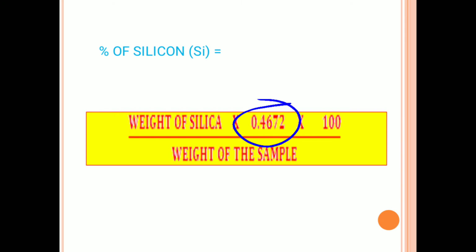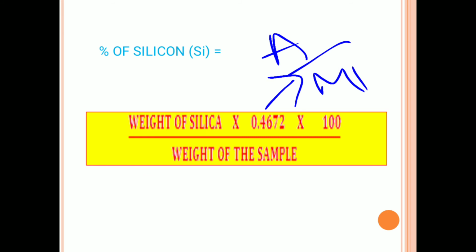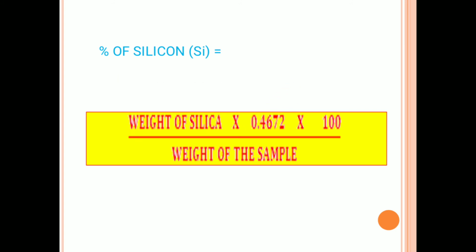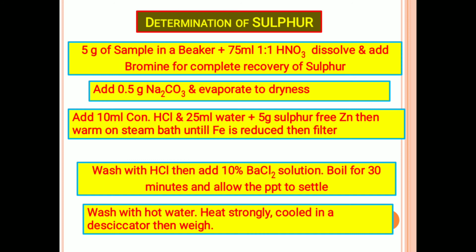So weight of Si by weight of SiO2, that is atomic weight of Si. So I am talking about this factor. So atomic weight of Si and molecular weight of SiO2 will give the information about the factor. Is it clear? Right. So that will give the percentage of silicon which is present in the steel sample.